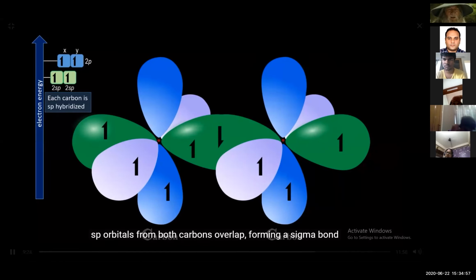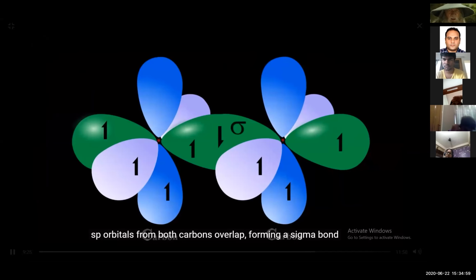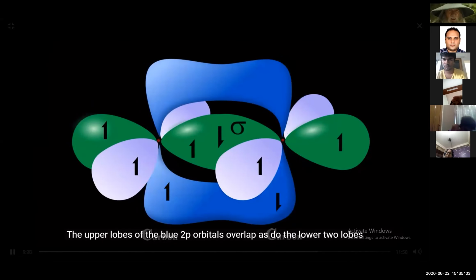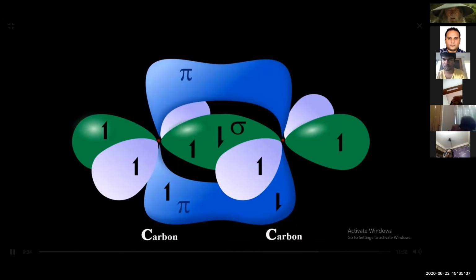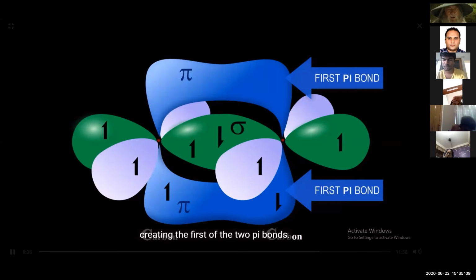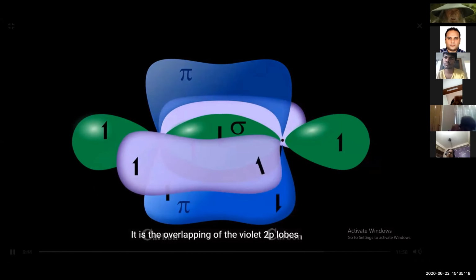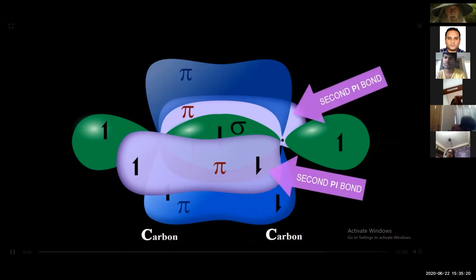The sp orbitals from both carbons overlap, forming a sigma bond. The upper lobes of the blue 2p orbitals overlap, as do the lower 2 lobes, creating the first of the 2 pi bonds. Can you guess where the second of the 2 pi bonds comes from? Yes, that's right. It is the overlapping of the violet 2p lobes.